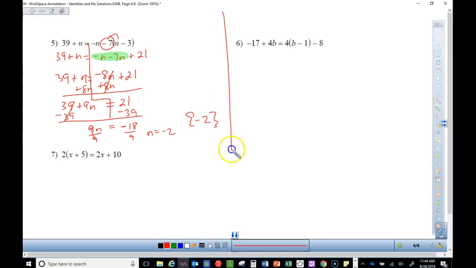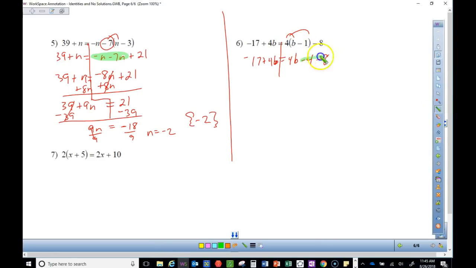Okay. Let's see here. Distribute my 4 on number 6. So negative 17 plus 4b equals, that's a b, don't make it look like a 6. 4b minus 4, and then don't forget to bring down this minus 8. So we have some like terms here. Negative 17 plus 4b equals, gotta keep track of my equal sign there. 4b, and then negative 4 minus 8 more will be negative 12.